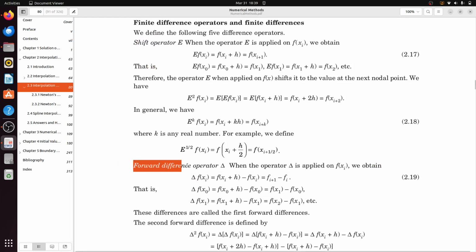When the forward difference operator delta is applied on f(xi), we obtain delta f(xi) equal to f(xi plus h) minus f(xi). So this is the notion of the difference operator. Difference operator means first you take the shift operator and then you subtract the original function.